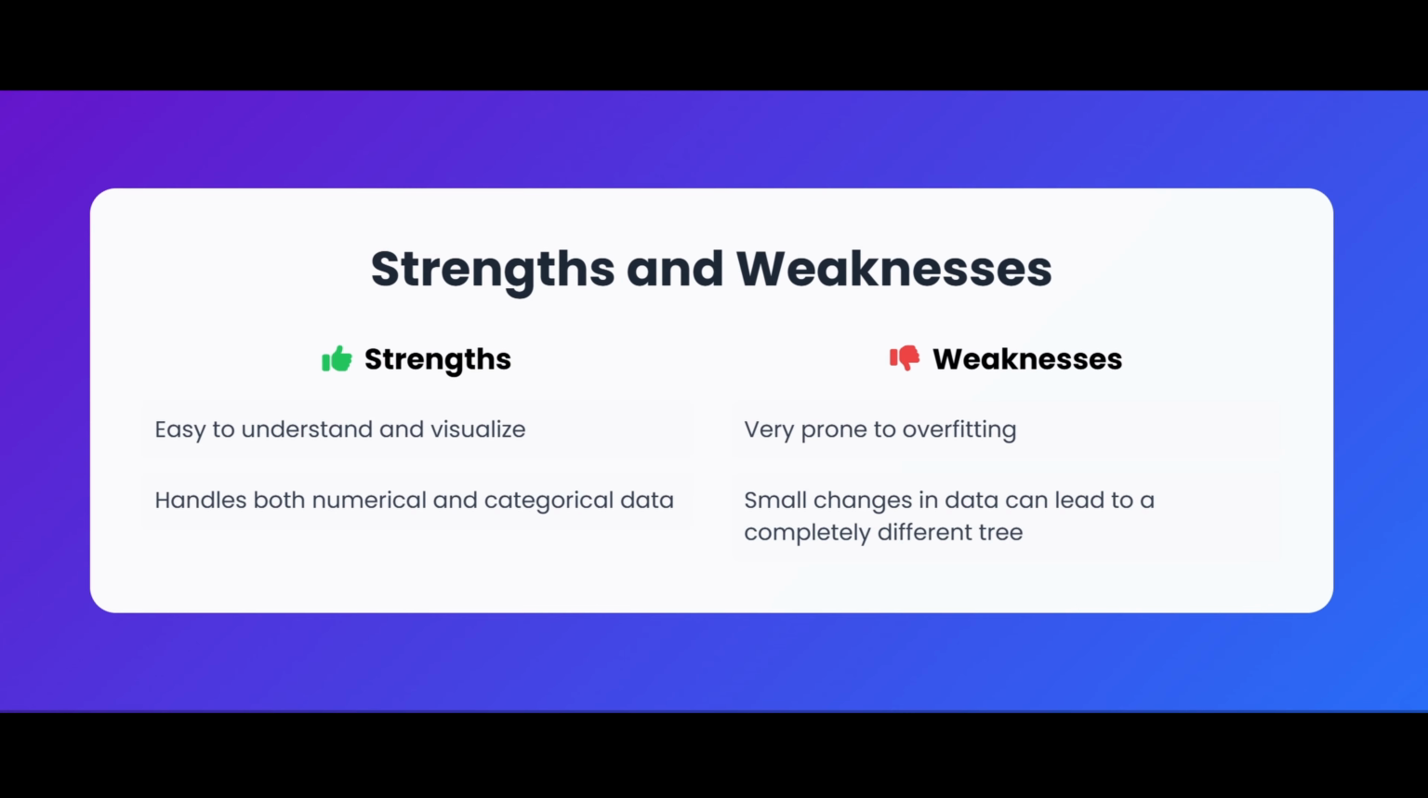Decision trees have some major advantages. They are incredibly easy to understand and visualize, and they can naturally handle both numerical and categorical features without much preprocessing. However, they have one huge weakness. They are extremely prone to overfitting. A single tree can easily grow too complex and memorize the noise in the training data.